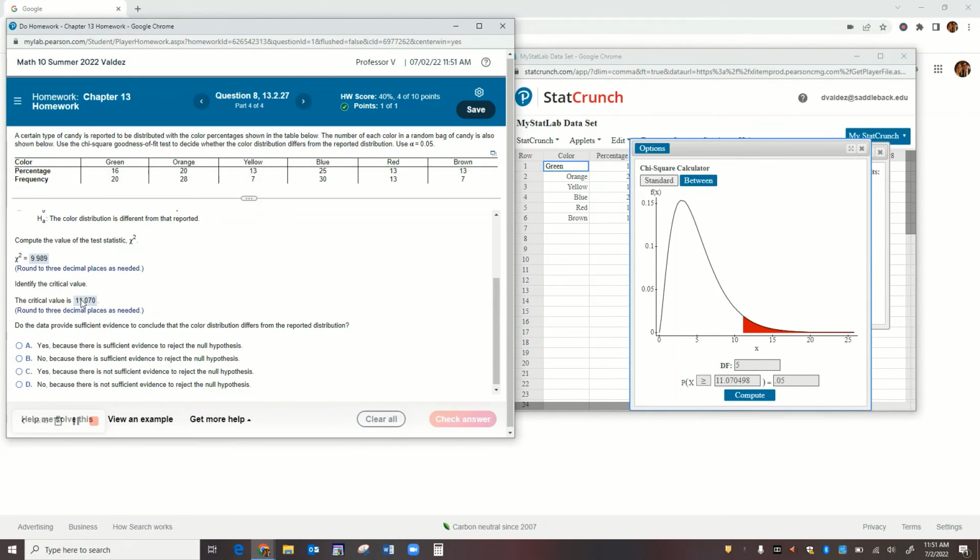So what's our decision here? Well, notice the test statistic is not in the critical region. 9.989, that's like right here. This is all the non-critical region, non-rejection region. So no, there is not sufficient evidence to reject the null.